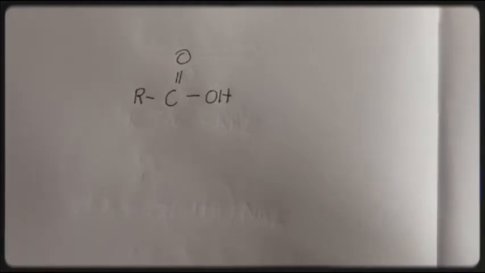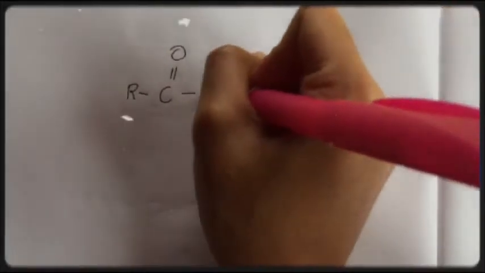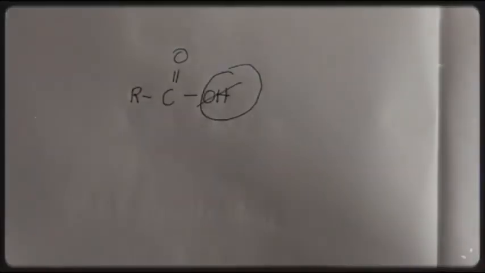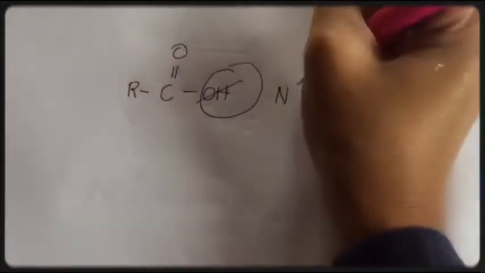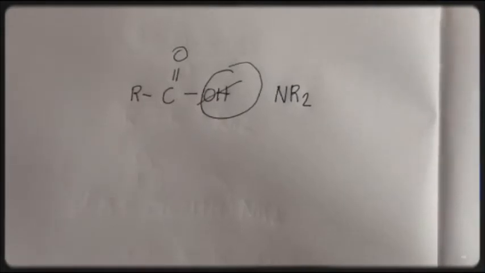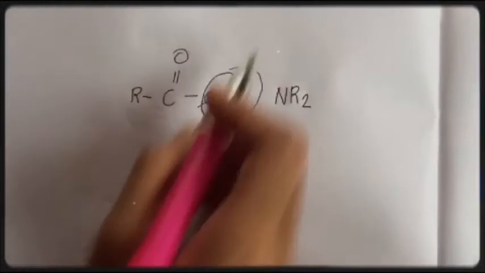So we just need to replace the OH. We just need to drop this in order to get the amide, and then replace it with NR2. So we get our amide with this.